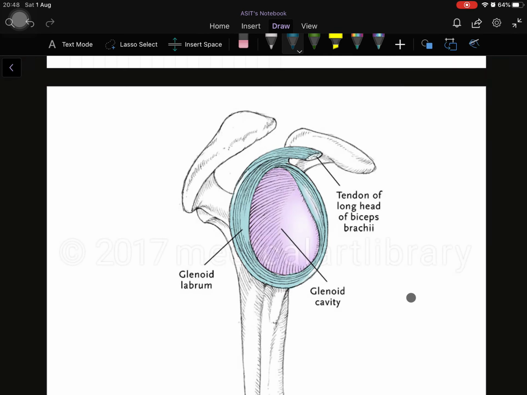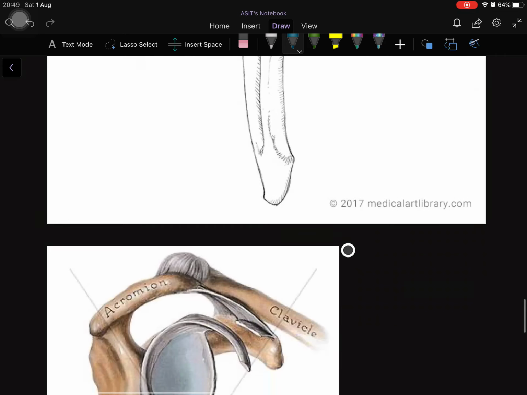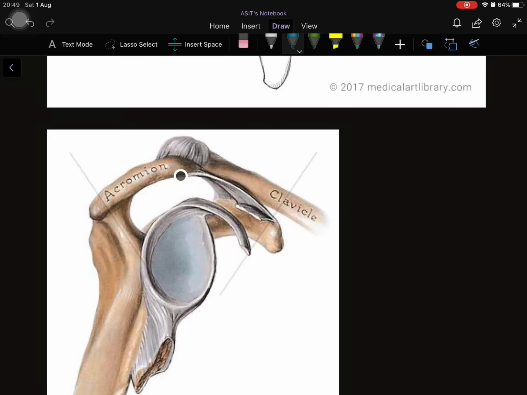Okay, now see this picture, this is the glenoid cavity. As we told you, this is the acromion, this is the coracoid process. This glenoid cavity is covered by a ligament called the glenoid labrum. And this is the tendon of the long head of the biceps brachii. Here the biceps muscle will be attached. These are the ligaments.